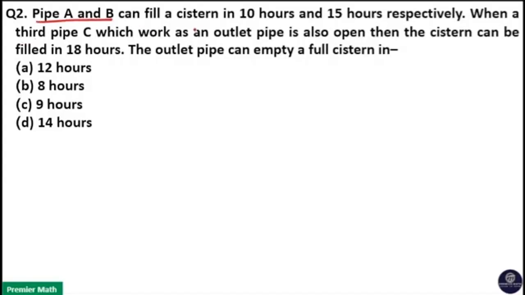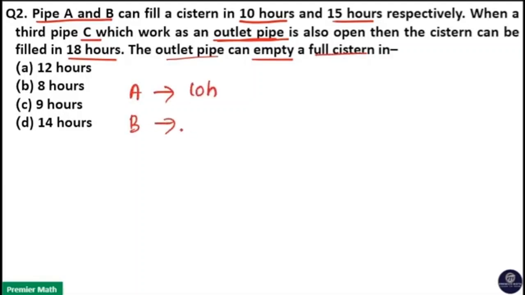Pipes A and B can fill a cistern in 10 hours and 15 hours respectively. When a third pipe C, which works as an outlet pipe, is also open, then the cistern can be filled in 18 hours. The outlet pipe can empty a full cistern in how many hours? Here, A can fill a full cistern in 10 hours, B can fill a full cistern in 15 hours, and A, B and C can fill a full cistern in 18 hours.